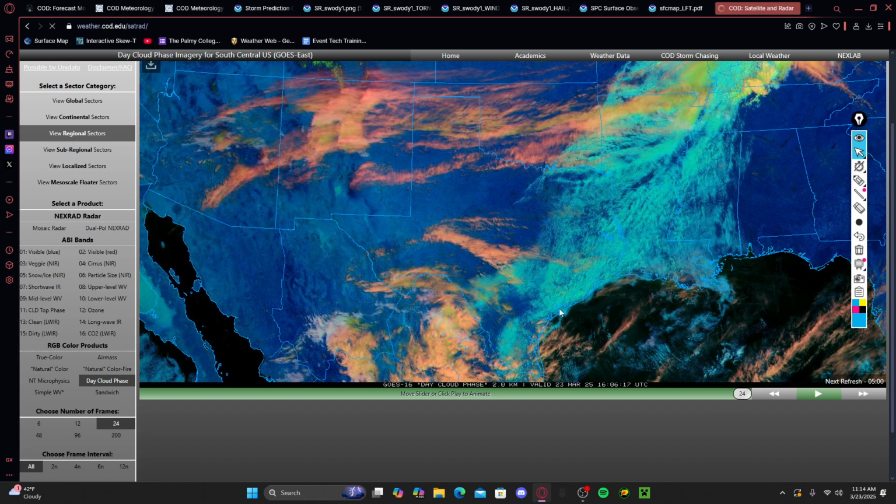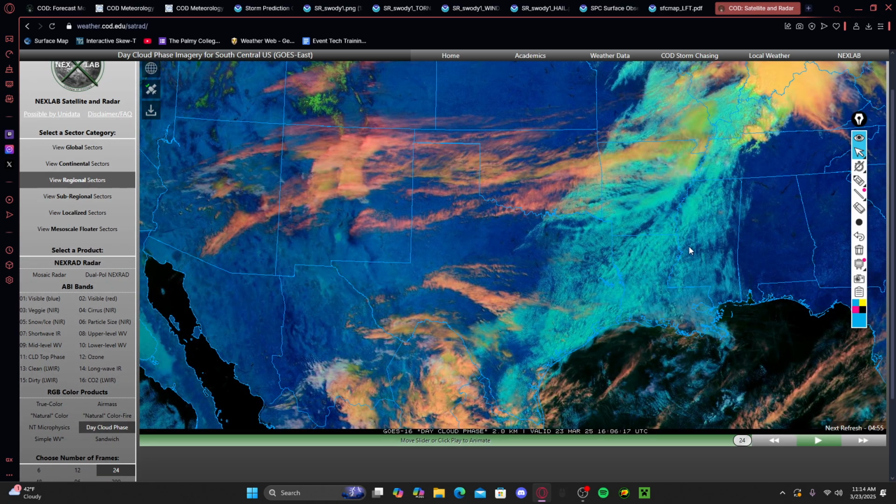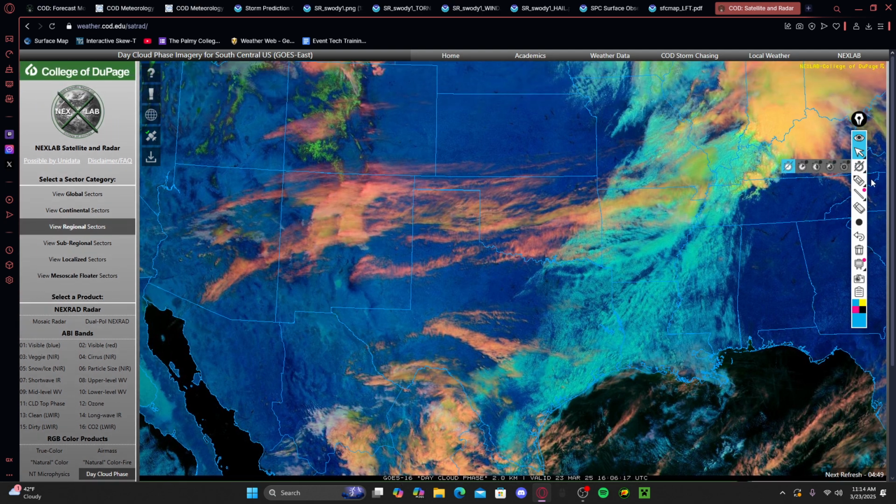Let's see how high some of this is. A lot of this is very low-level clouds. You can see by the fact that we're in blue. So this is the day cloud phase, and this takes into account 3 different bands of visible satellite, or RGB satellite, but these colors indicate higher level clouds, similar with here.